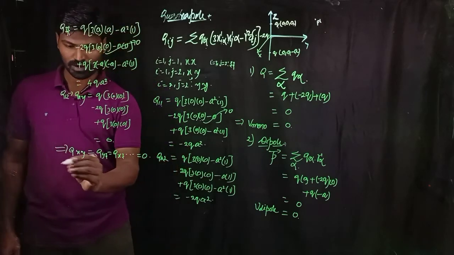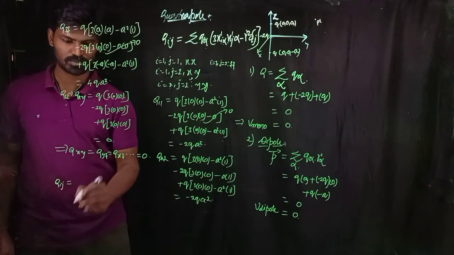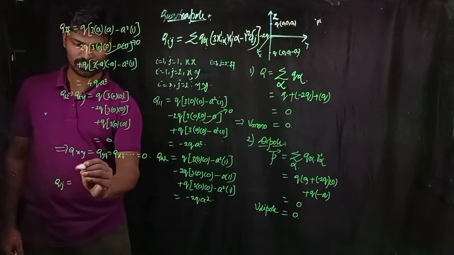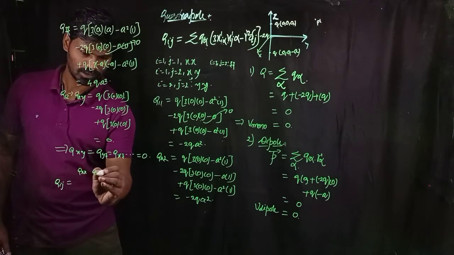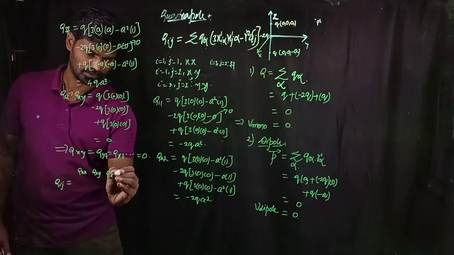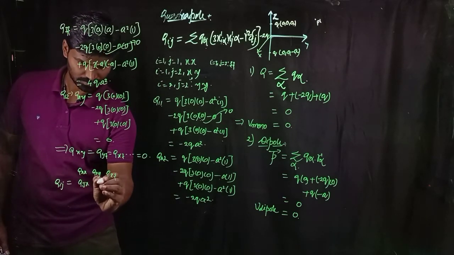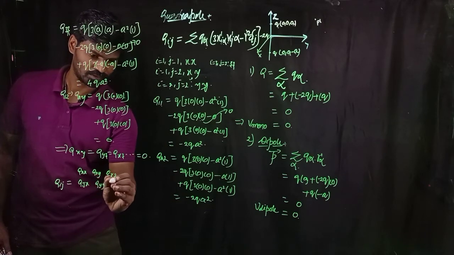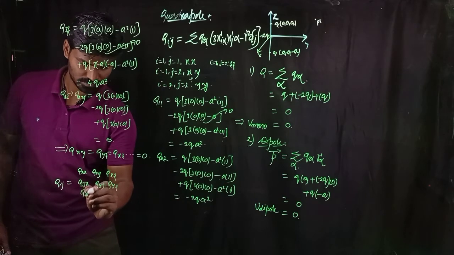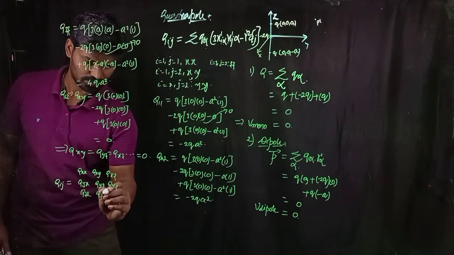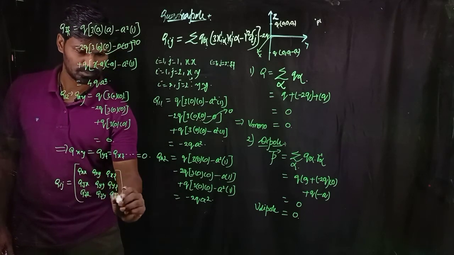So if you write down the quadrupole moment tensor qij, how much will you be getting? First qxx, next qxy, next qxz, and then qyx, next qyy, next qyz, next qzx, next qzy, next qzz. This is the quadrupole moment term.